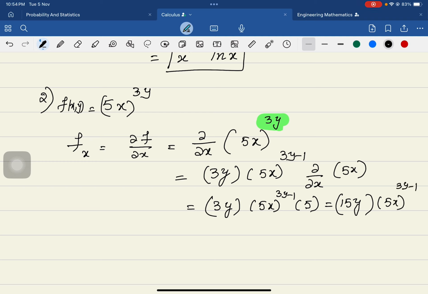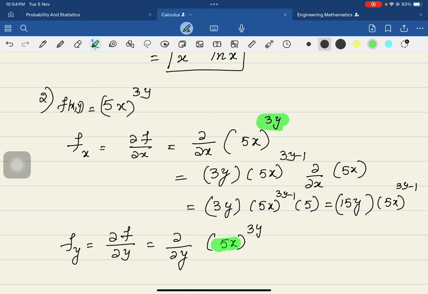Like that you can do the problem. So I hope it is clear. Now let us see what is fy. It is given by ∂f/∂y, which is ∂/∂y of 5x^(3y). Now we are differentiating with respect to y.